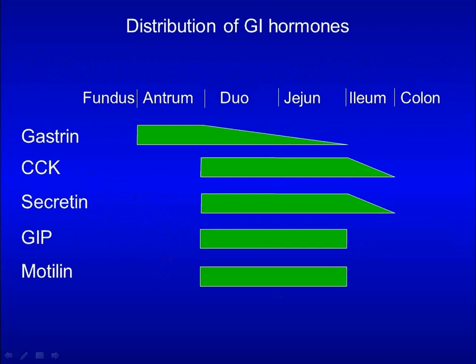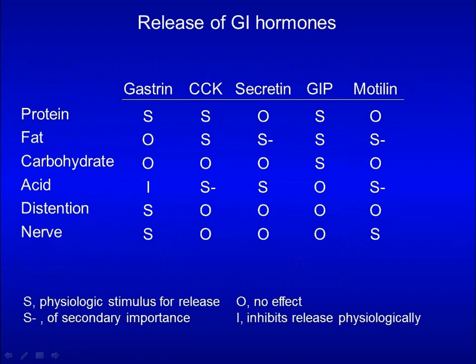Here is a summary of the distribution of GI hormones. Most of them are produced in the duodenum and jejunum. Here is a summary of stimuli and inhibition of release of GI hormones. Most of these factors stimulate release of GI hormones, except one. Acid inhibits release of gastrin.